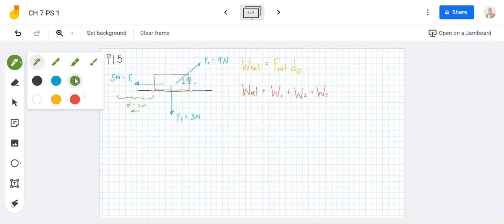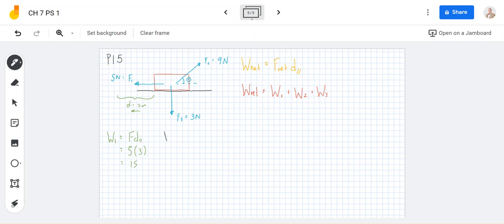So let's do work 1. Well, force 1 is this way. So I need F times D that are parallel. This is easy because this force is 5 newtons, the distance is 3, and this force and this distance are already parallel, so this is 15. The work done by force 2 would be equal to F times D that are parallel. But the thing about this is that this force is up and to the right, so we have to figure out what's the right direction here.